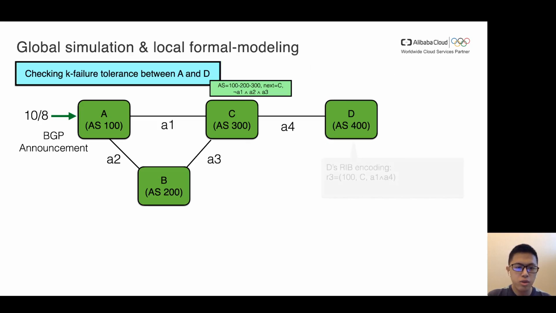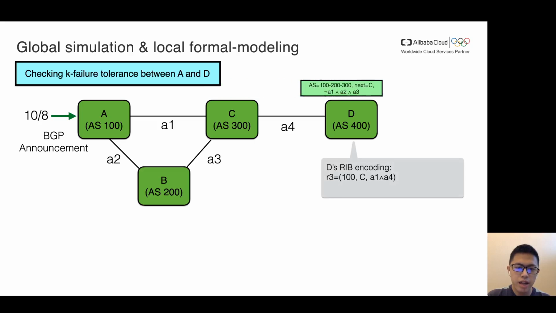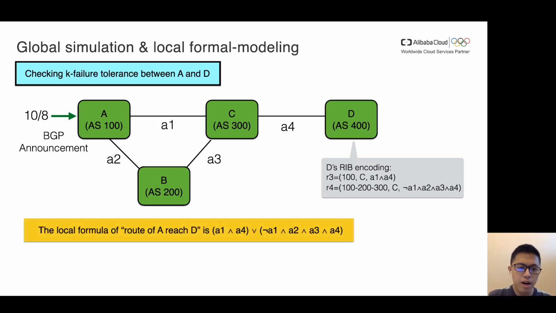Finally, C sends the 2 updates to D, and D updates its RIB. By far, we have finished the entire verification process. We can use SMT solver to get the result that k is equal to 1 in this network, because if A4 is down, the reachability does not hold between A and D.